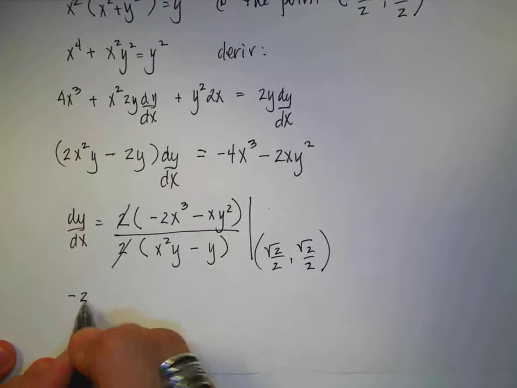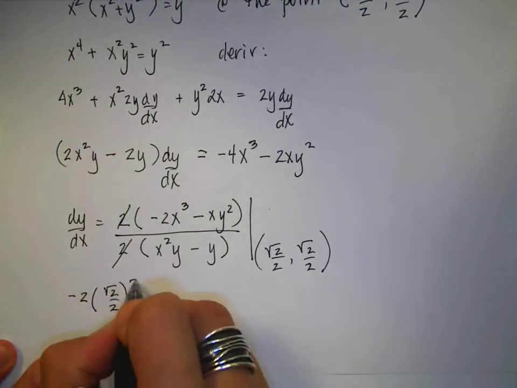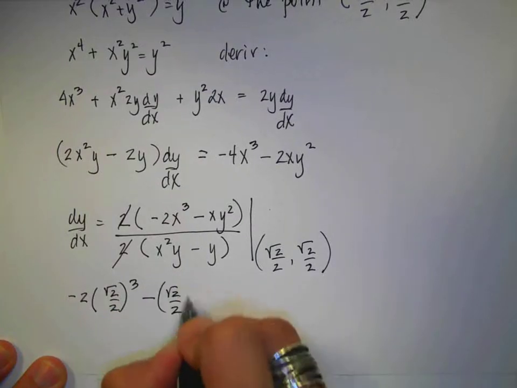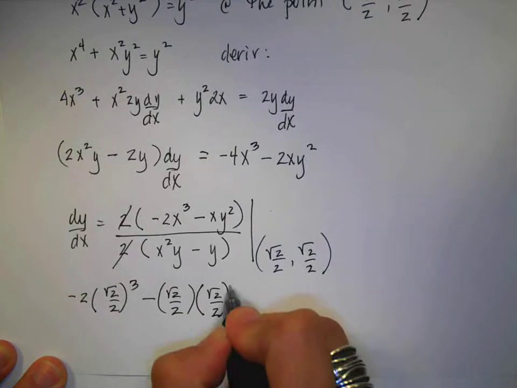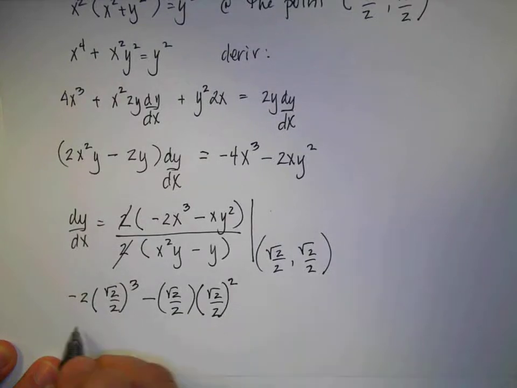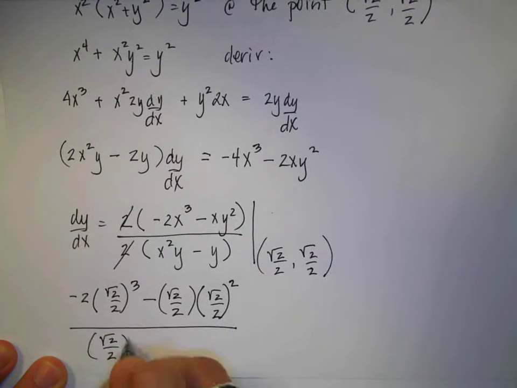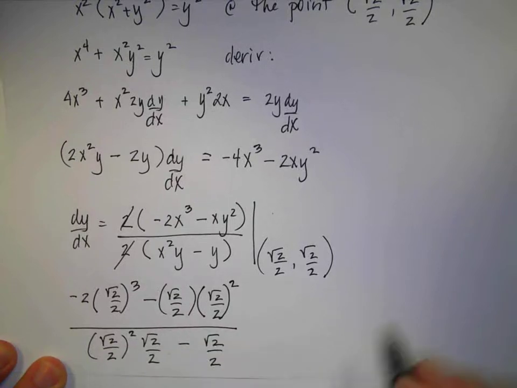So if I substitute in that math, I'm going to have negative 2 times (radical 2 over 2) cubed minus radical 2 over 2 times (radical 2 over 2) squared, over (radical 2 over 2) squared times radical 2 over 2 minus radical 2 over 2. That is a lot of stinking radicals.